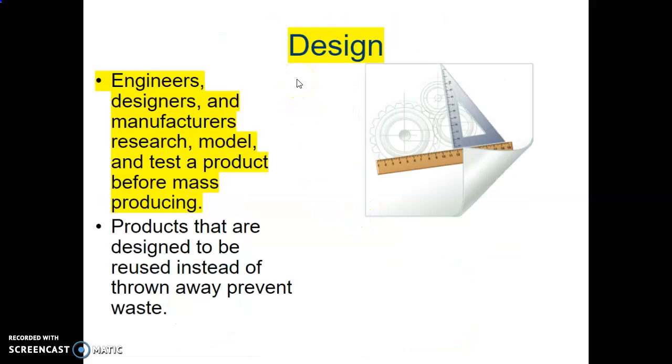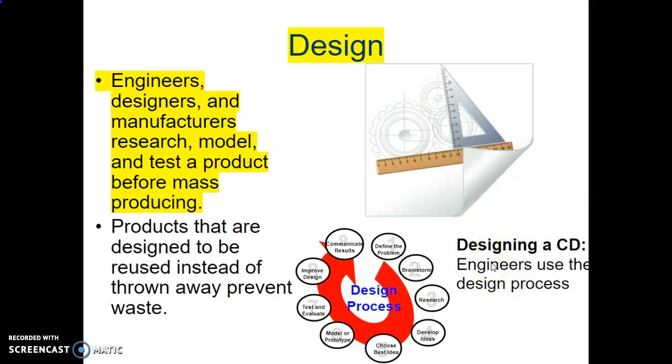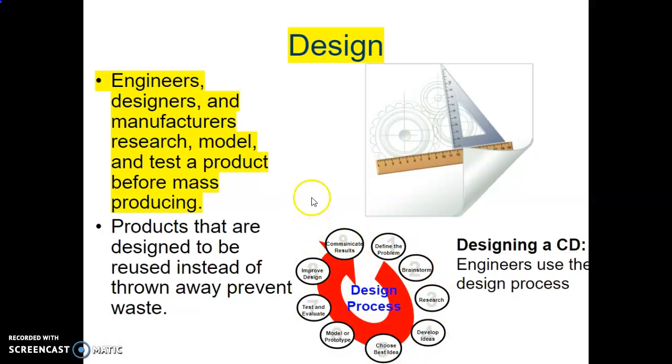Design is the first step in the product life cycle. This is where engineers and designers come up with, model, and test a product before they actually mass produce it. And then again, we're going to use the CD as an example throughout this video. Designing the CD, engineers used the design process to create the CD. So they went through all of these steps and they came up with a CD.